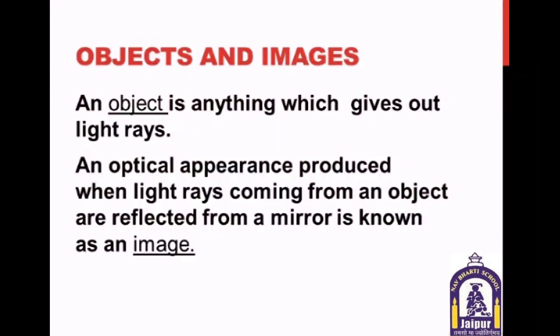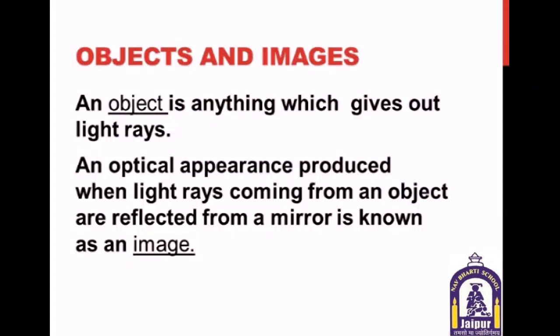And what is an image? It is an optical appearance produced when light rays coming from an object are reflected from a mirror. So when light rays from an object meet the mirror, they are reflected back and an image is formed, which is an optical appearance. So this must be clear.